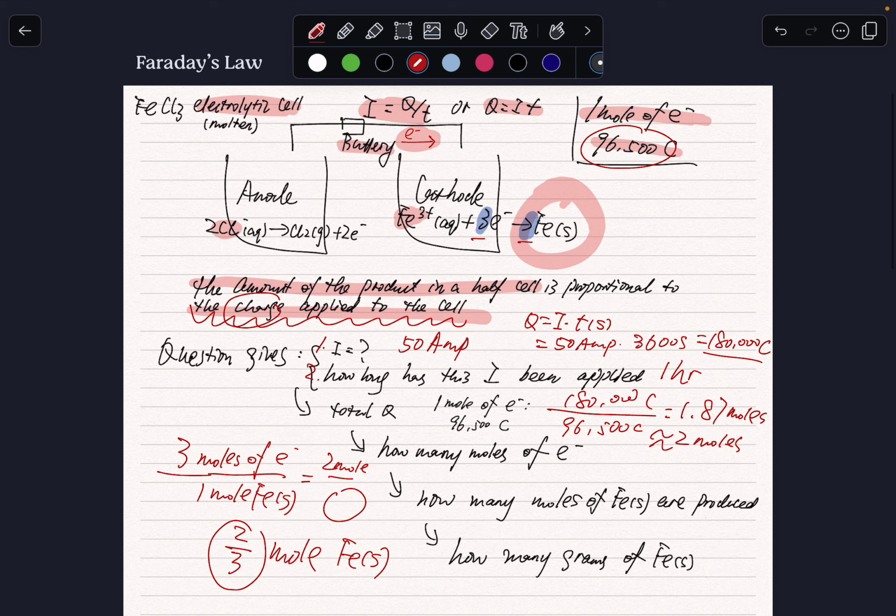So if the question stops here, asking how many moles of product are produced, then that is your answer. But if it gets harder, if it asks how many grams of this product is produced, it's actually not way harder, right? You just go to your periodic table, you find the molar mass of iron, and then you do the math, you get how many grams, okay? I hope that's helpful.